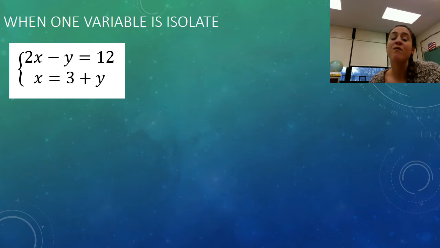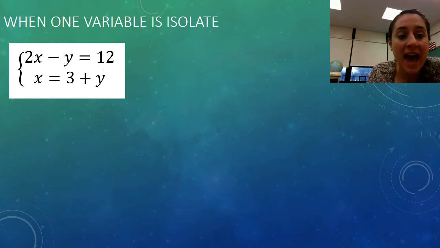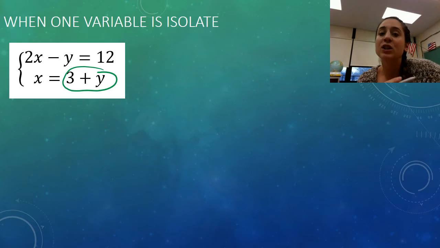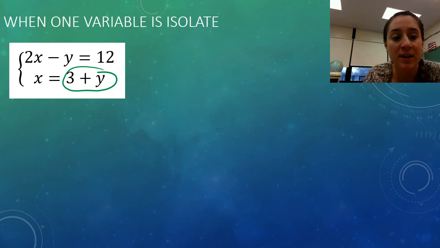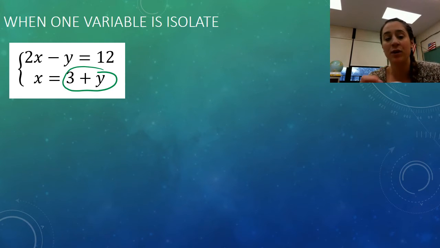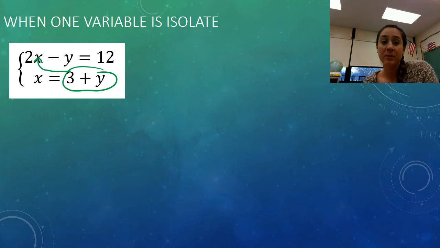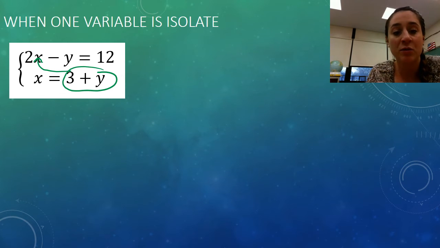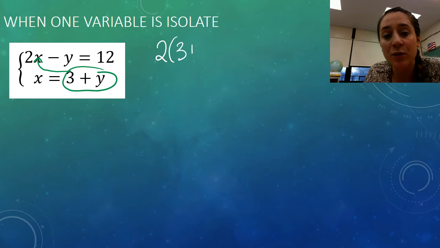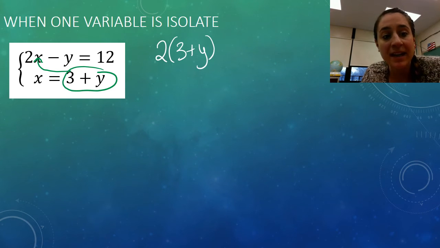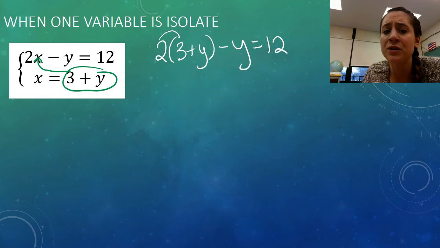This time, we only have one variable that's isolated. As you can see, x is alone. x equals 3 plus y. So since that's the variable that's already isolated or alone, that's the one I know I need to substitute or plug in. It tells me x is equal to 3 plus y. So instead of writing x, I'm going to write 3 plus y. Start solving over here. So 2, and again, instead of writing x, now I'm going to write 3 plus y. And then I'm going to keep going with my equation. Minus y equals 12. I'm going to do the distributive property.